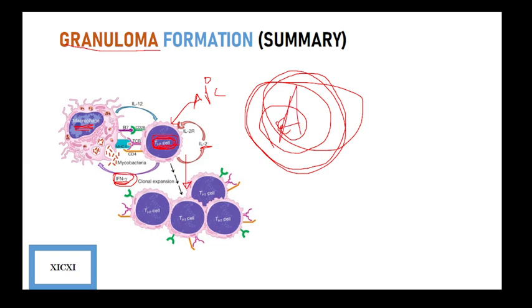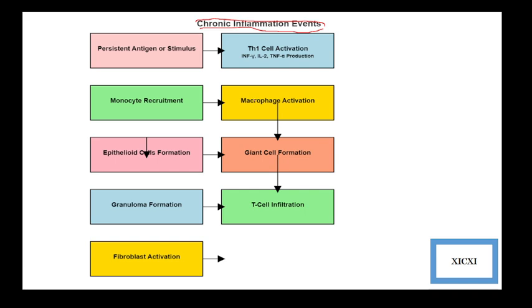So let me have a look at the steps. Steps of the chronic inflammation. Number one, it is persistent antigen stimulus. As I have said, there are T helper cells which are going to be activated now with the help of antigen presenting cells. They will release interferon gamma, interleukin 2, and tumor necrosis factor alpha, which are the cytokines released by these helper 1 cells.